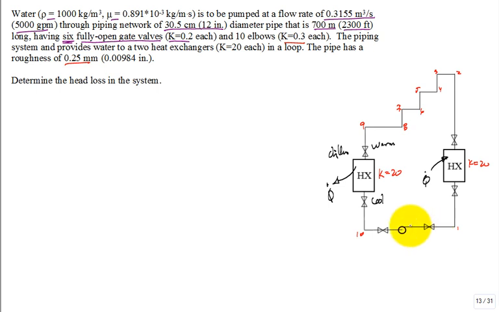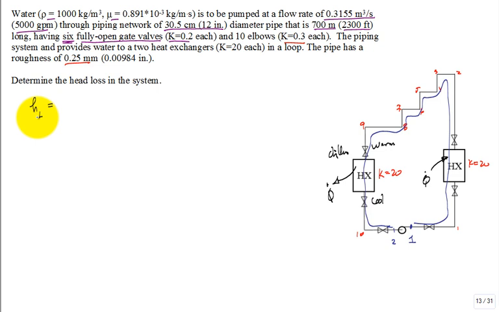So starting from this point, let's say point 1, and going all around the loop back to this point, point 2, that's going to be all of my head losses. When I go from 2 to 1 through the pump, that's a head gain. So what is the head loss of the system? How am I going to calculate the head loss of the system?